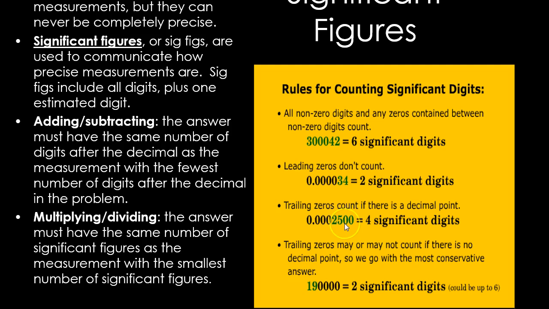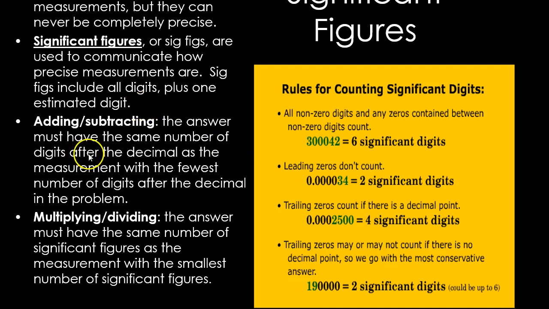Trailing zeros, however, do count if there's a decimal point. The reason is that my measurement went out that far. That's how precise my instrument was, meaning that's significant. So while these zeros are just holding place, these are actually still measuring. So in this example, there are 4 significant digits. Don't worry about the last bullet, because it just depends on who you ask.